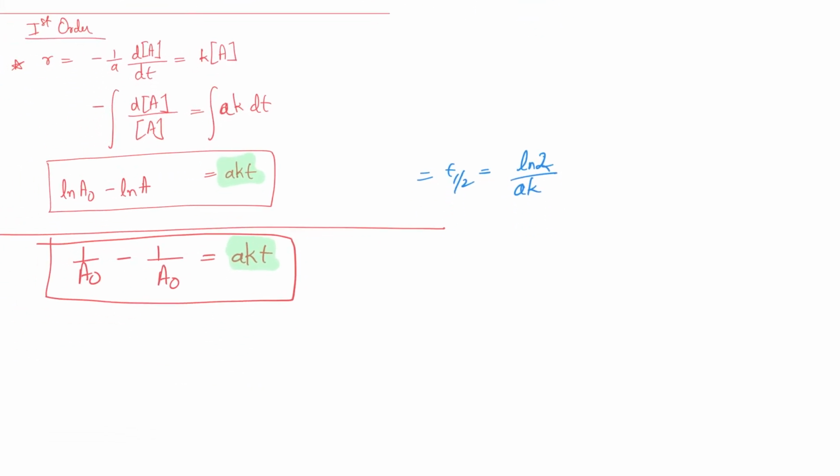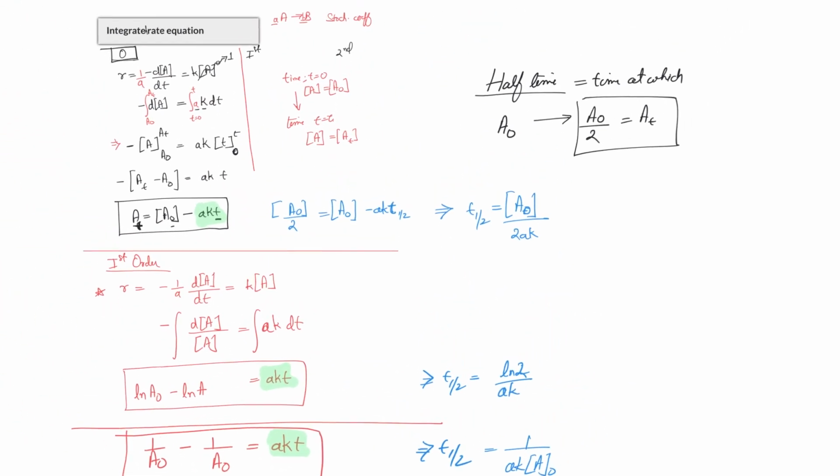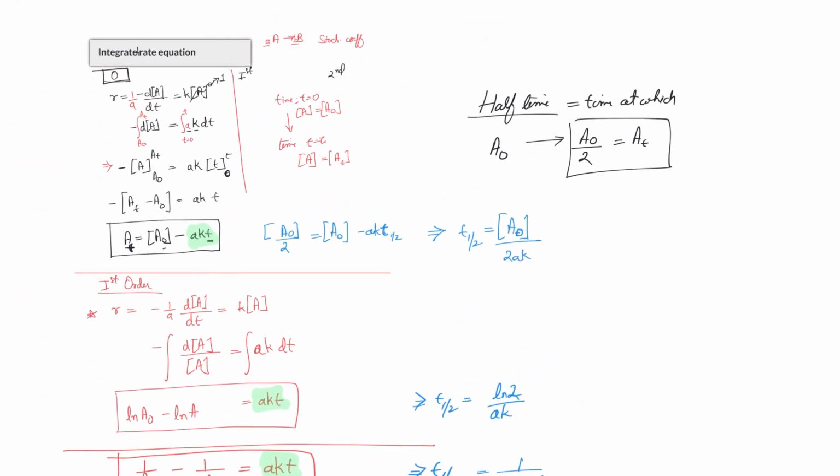And if you try for this little guy, that is a second order reaction, that will come out to be about 1 upon ak a naught. Now how are we going to use this to solve problems? Because that is what we want to, right? Now let us see what practical use of this knowledge we have.